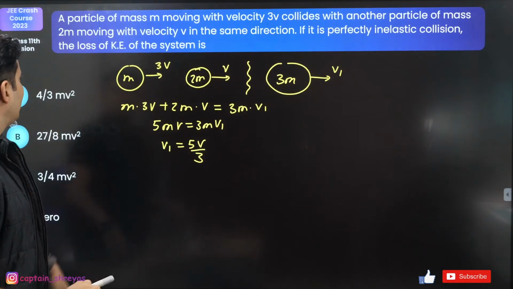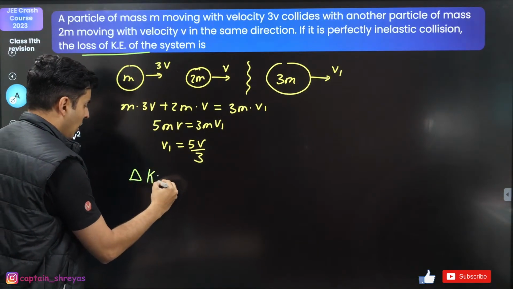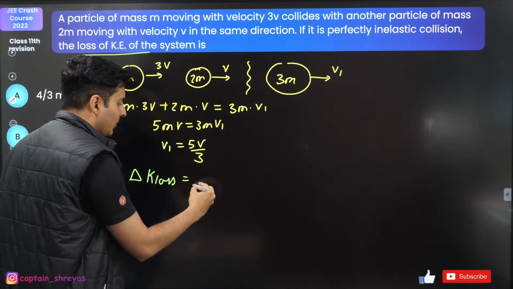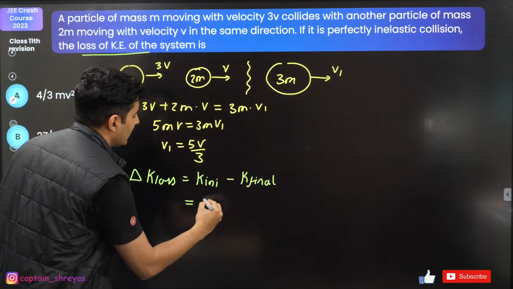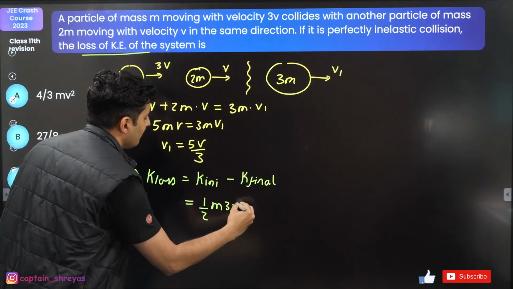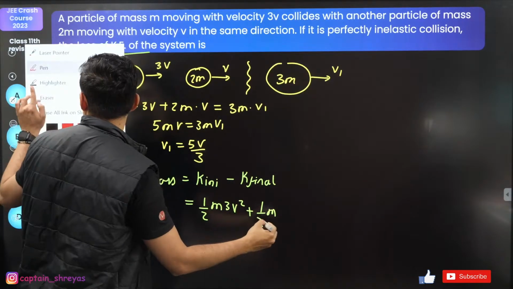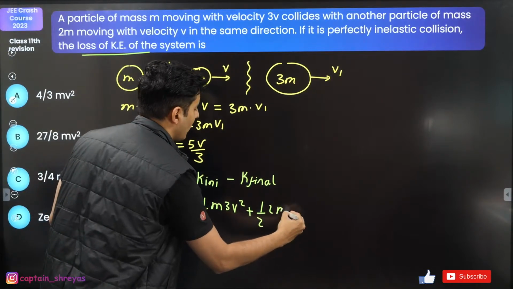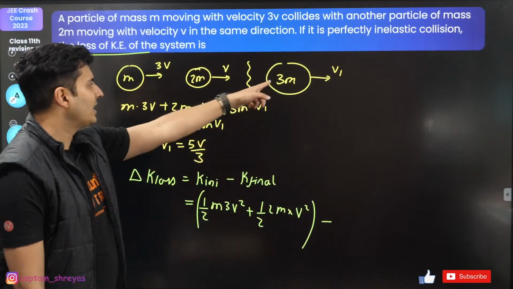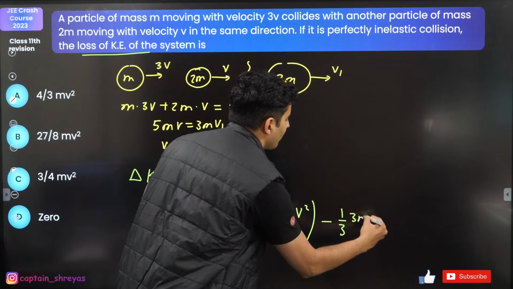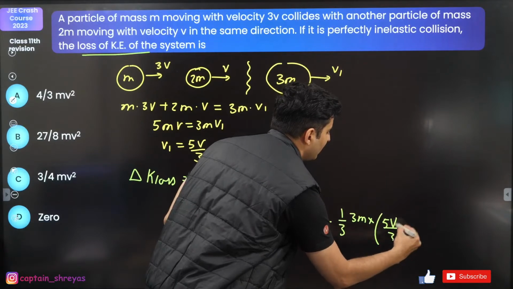Okay, I found v1. But the question is, what is the loss of kinetic energy? Because initial energy will be more, the loss is initial energy minus the final energy. What is the initial energy? It is half m into 3v square plus this guy's energy, half 2m into v square. That is initial, minus final. Final is basically half 3m into v1 square. v1 is 5v by 3, so 5v by 3 square.